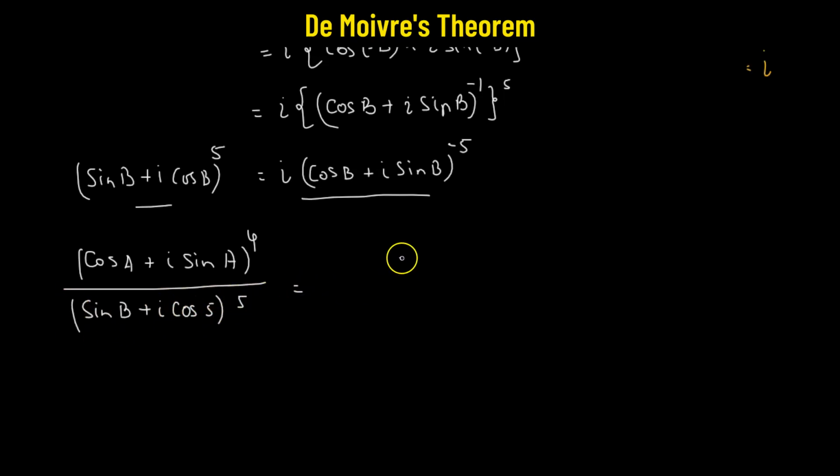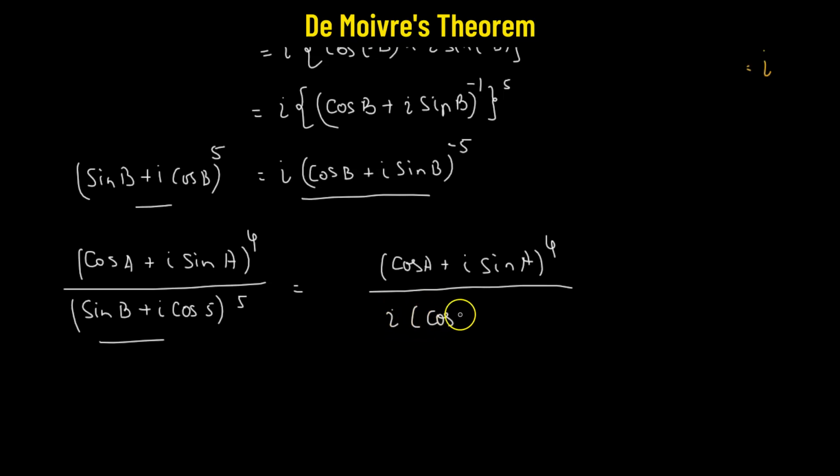So the numerator is fine. So we will have cosine of a plus iota times sine of a raised to the power of 4 divided by, so our denominator will be replaced with iota multiplied to cosine of b plus iota times sine b raised to the power of negative 5. So we will take the denominator to the numerator.